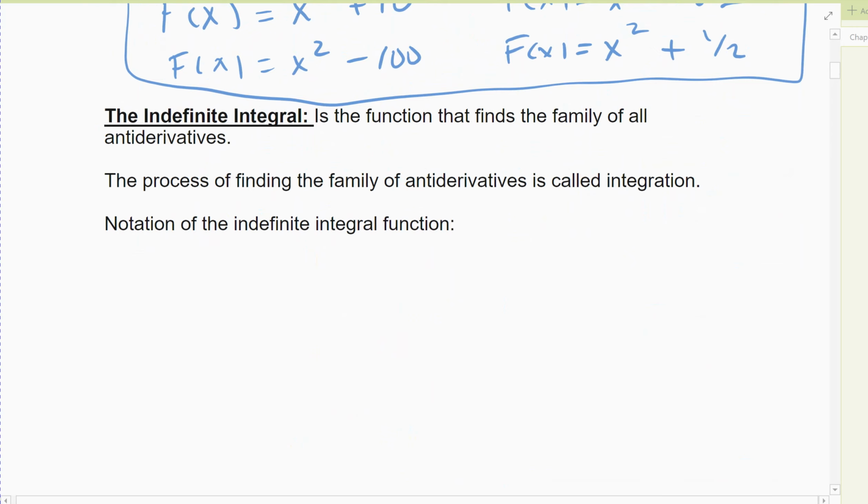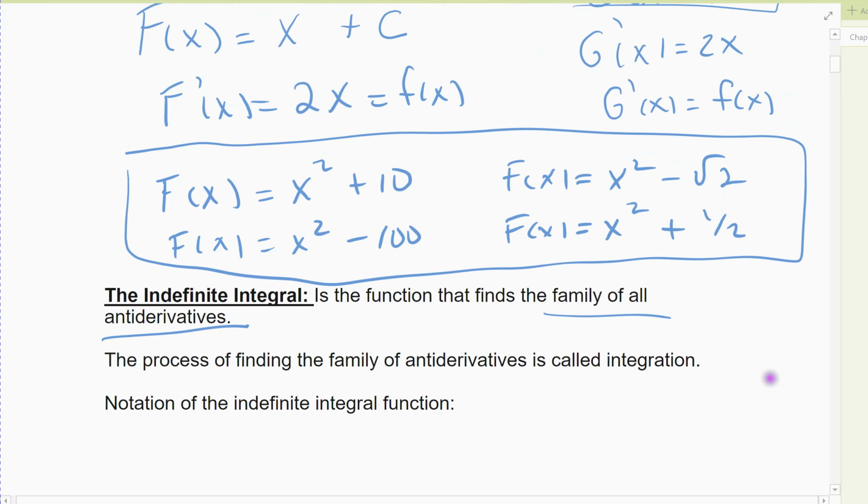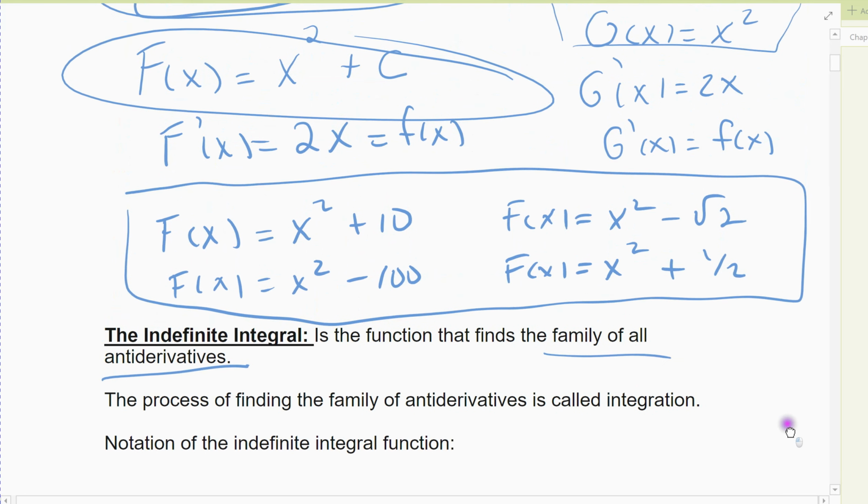So integration is the process, and mathematicians are about notation. Math is a language. In the language we have notation, just like in any language, you have specific notation that has specific meaning. Well, the indefinite integral is the function, kind of like the plus symbol is the symbol that tells you to add two numbers together. The indefinite integral is the function that finds the family of all antiderivatives.